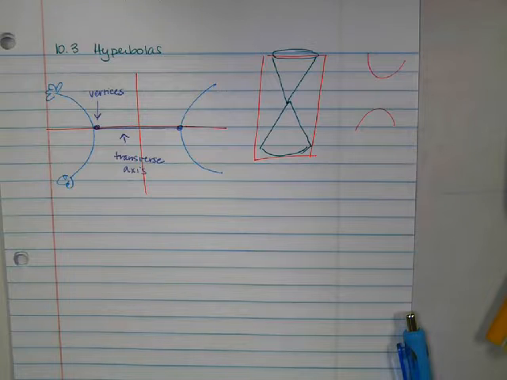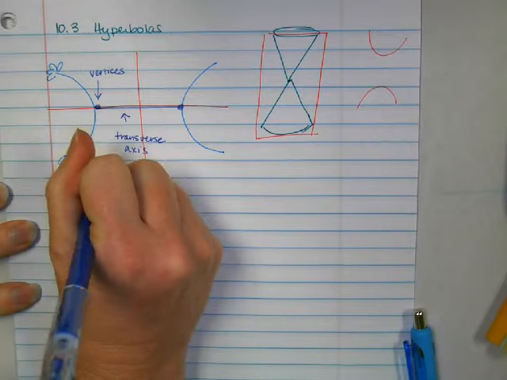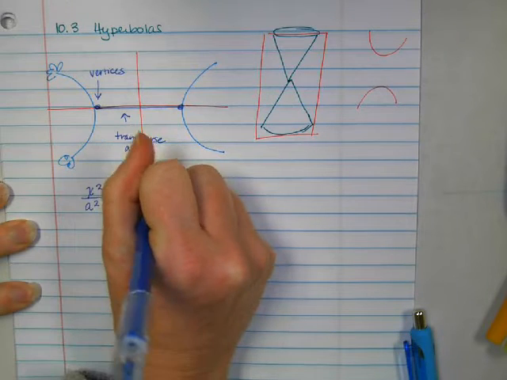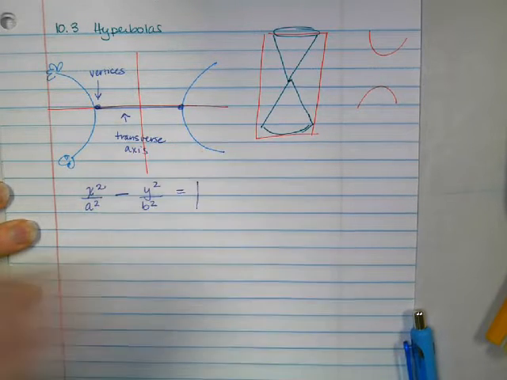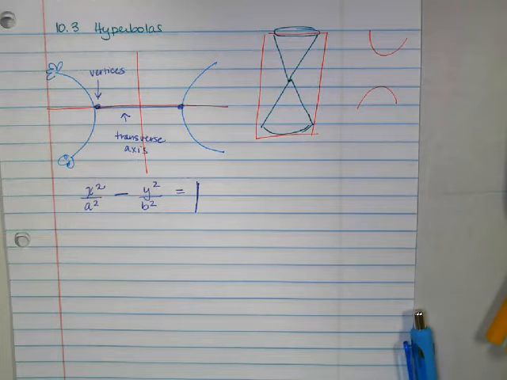So the equation for a hyperbola is x squared over a squared minus y squared over b squared equals 1. So just like the ellipse, it has to equal 1. So that's one of the things that we're going to make sure that we do.